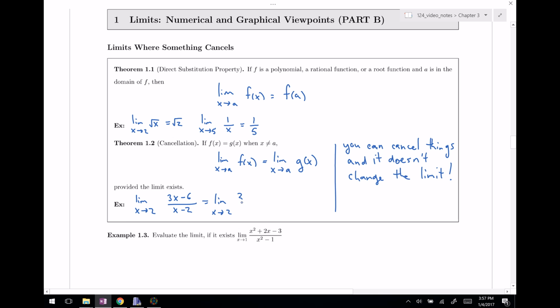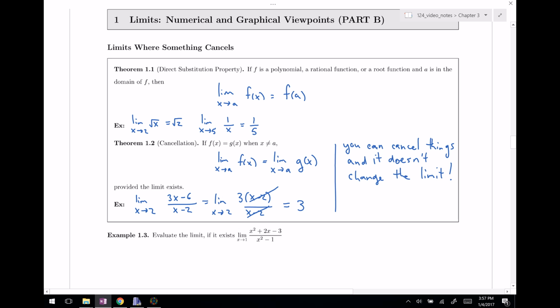I'm going to factor out a 3. And when I factor out a 3 from the top, I'm going to have x minus 2. And on the bottom, I also have an x minus 2. So these things nicely cancel, and this just becomes the function 3. So now I can use the direct substitution property, right? There's no problem now plugging in a 2 everywhere I see an x. In fact, there are no more x's. So this limit is just going to be 3.